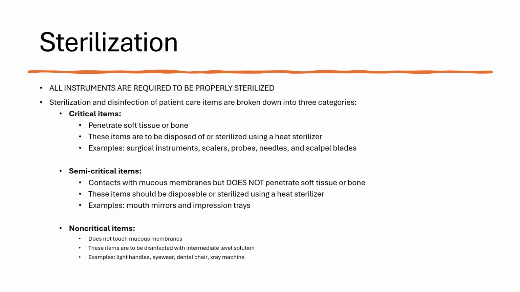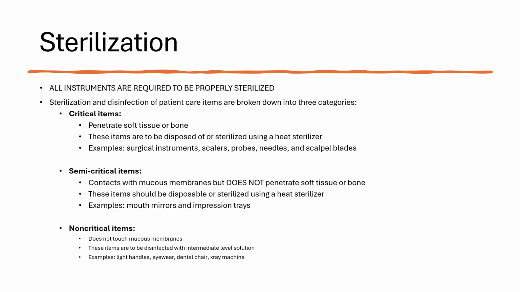Some examples would be all of your dental instruments, scalpels, anesthetic syringes, any type of surgical instrument. The semi-critical instruments are instruments that come in contact with the mucous membrane but do not penetrate tissue or bone. Now, these items either can be thrown away and disposed of, or they have to be sterilized. It's one or the other. Some examples would be a mouth mirror or an impression tray.